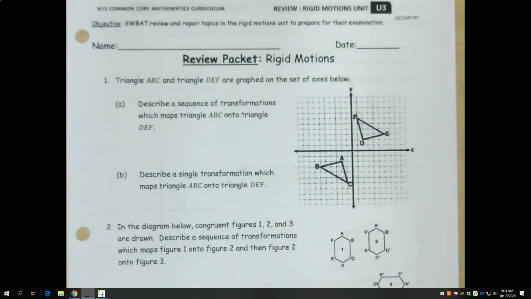All right, so as we look here at number 1, it says triangle ABC and triangle DEF are graphed on the set of axes below. And I can see here they are. Part A, describe a sequence of transformations that's going to map triangle ABC onto triangle DEF.